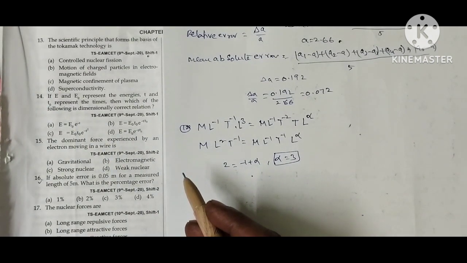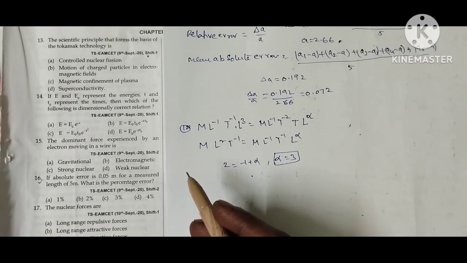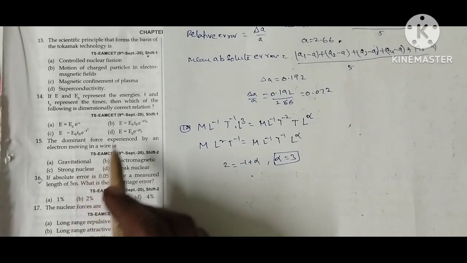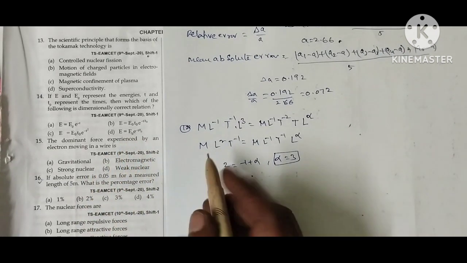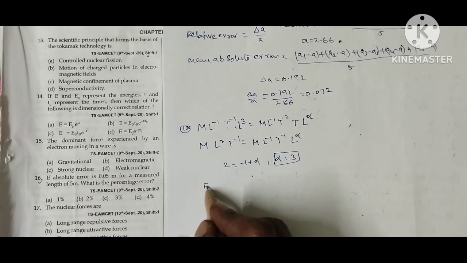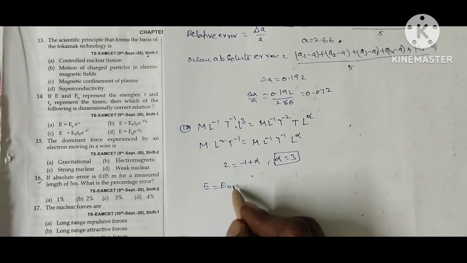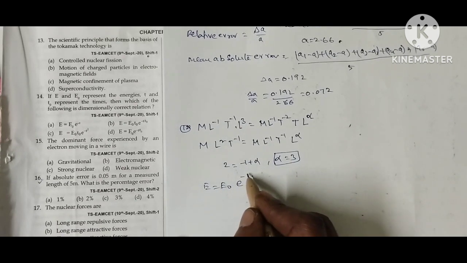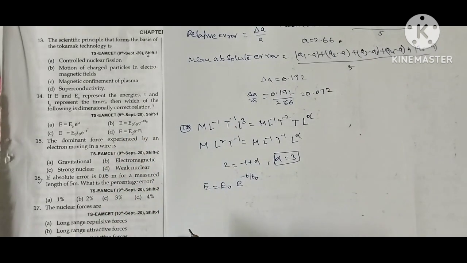E and E naught represent the energies, time T and T naught represent the times. Which of the following is a dimensionally correct relation? Here they gave exponential forms. So for that, this answer will be this one. D is the answer, that is E is equal to E naught into e power minus T by T naught. This is dimensionally correct.